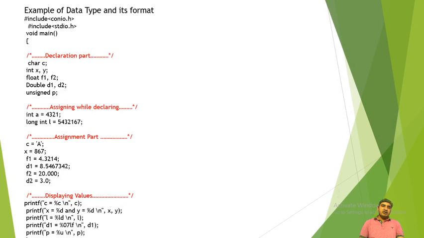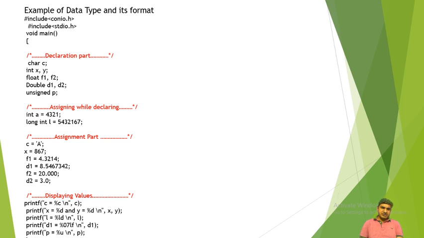Now, this is the first example: an example of data types and their formats. First, #include <conio.h>. Okay, #include <stdio.h>, standard input output, that is a header file.